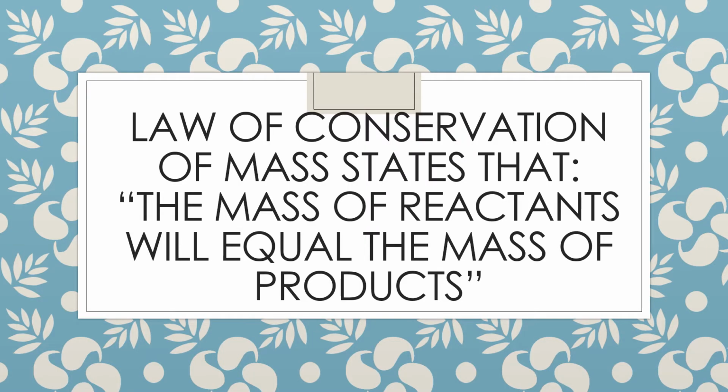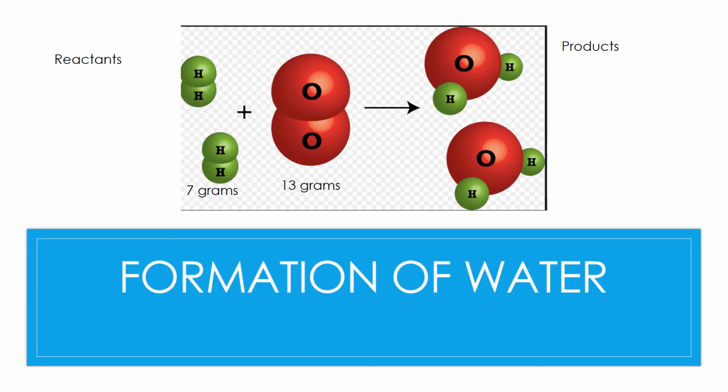The law of conservation of mass states that the mass of our reactants, so our before, will equal the mass of the products, which is considered our after. So let's go back to our water example again. If I have 7 grams of hydrogen and 13 grams of oxygen, how many grams of water would I make? Okay, so what's actually happening in a chemical equation, the reactants' bonds are split up.